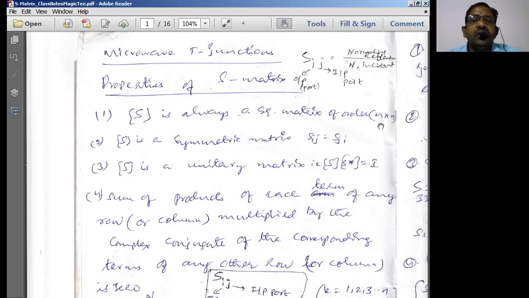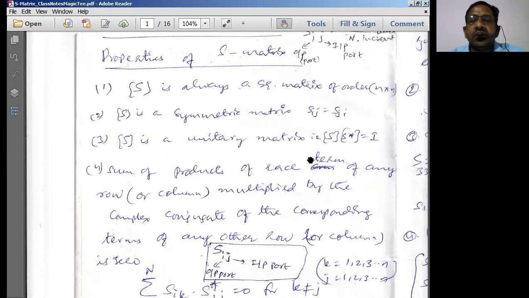And the S matrix is a symmetric matrix where S suffix ij becomes equal to S suffix ji. We simply interchange the suffixes here. That means we interchange the input and output port parameters, and the values remain the same even if we interchange the input and output ports. We'll discuss what these suffixes i and j are.